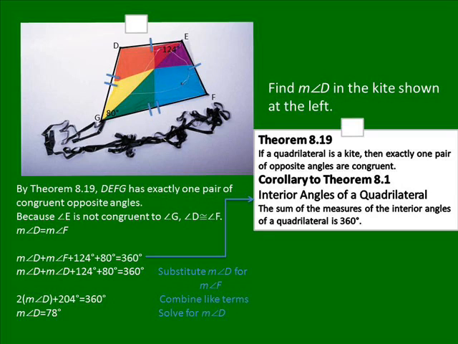Now we substitute the measure of angle F for the measure of angle D, because the measure of angle D equals the measure of angle F. And since we're solving for the measure of angle D, that's what we'll do. Now we combine like terms to give us 2 times the measure of angle D plus 204 degrees equals 360 degrees. We solve for the measure of angle D, and we get the measure of angle D equals 78 degrees.